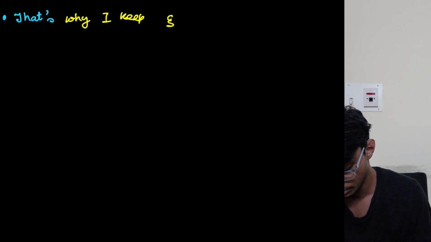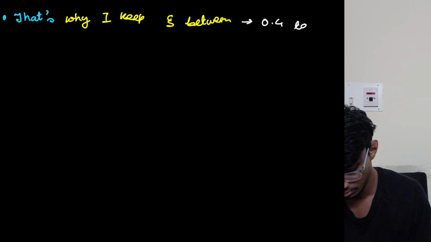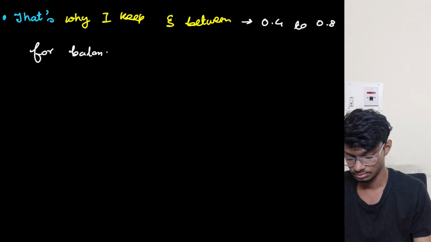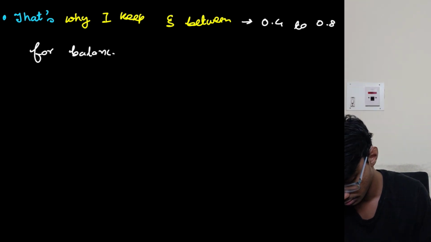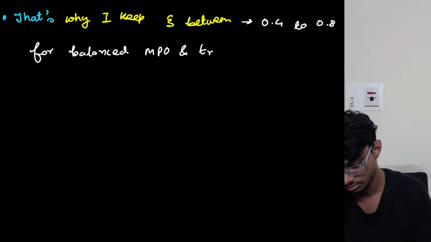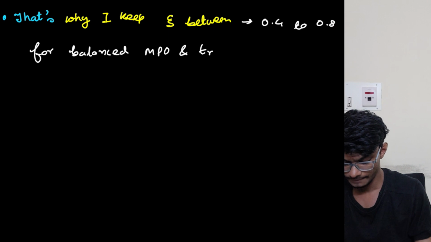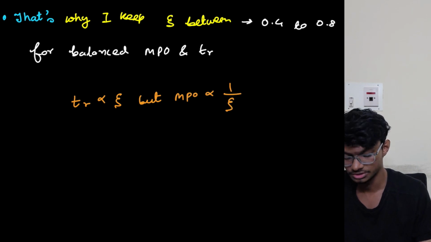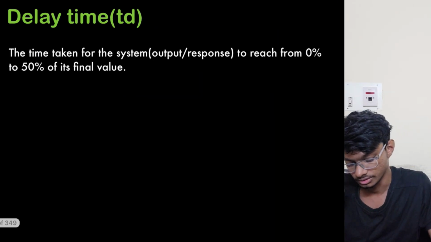My zeta 0.4 to 0.8 for balanced MPU and TR. Why? Because my TR is directly proportional to zeta, but my MPU is inversely proportional to zeta, and I want both of them to be low, right? So yeah, this is one case.